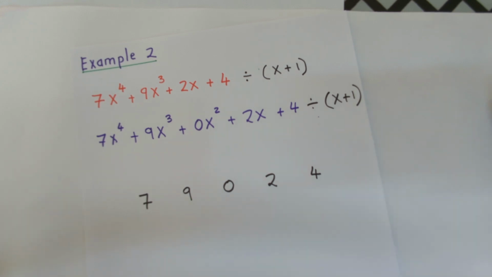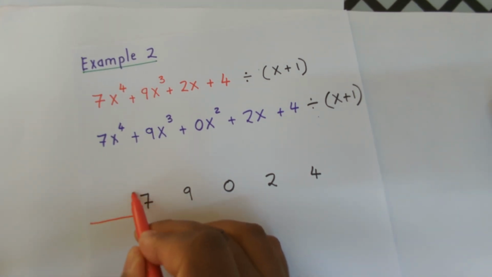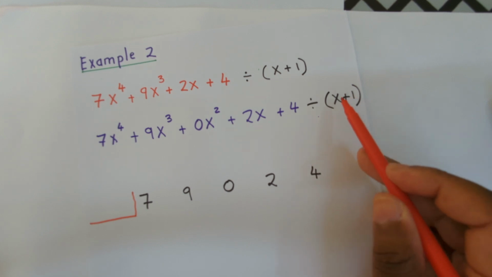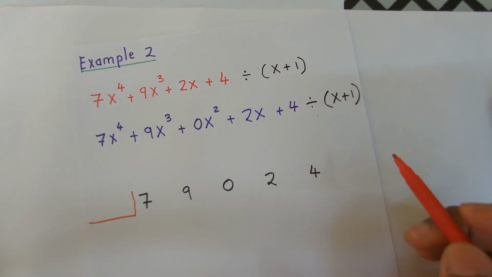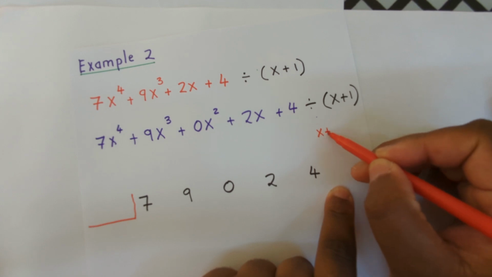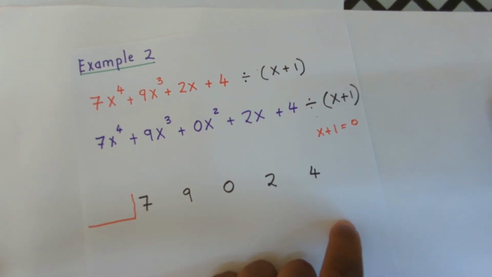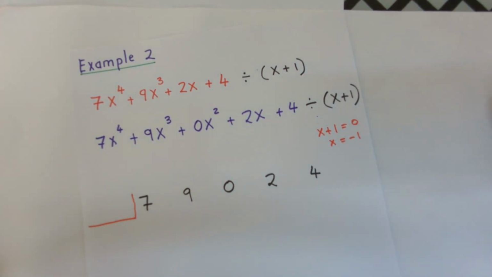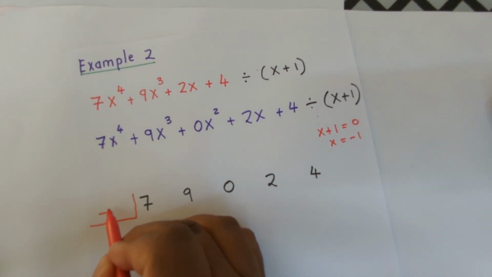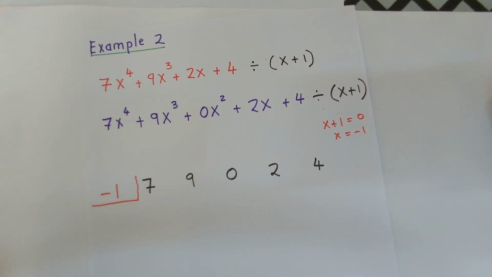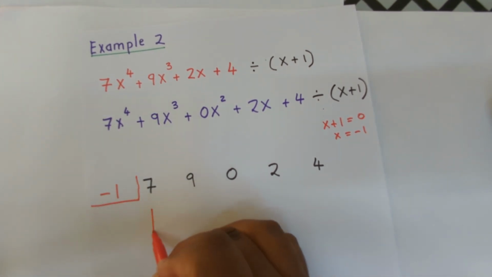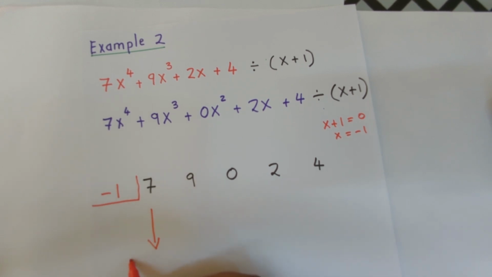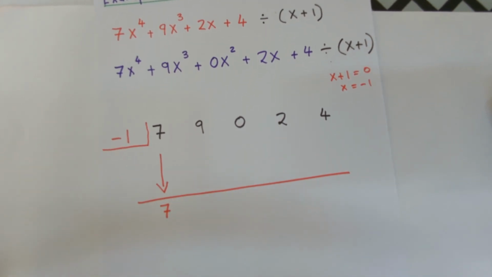And on the left side, we need to take x plus 1 and equate it to 0. So if we take x plus 1 and let it be equal to 0, this will give us x to be minus 1. Now you go and plug in your negative 1 on the left side here, and you bring down your 7, draw a line and put your 7 there. You always bring down the first number down here.